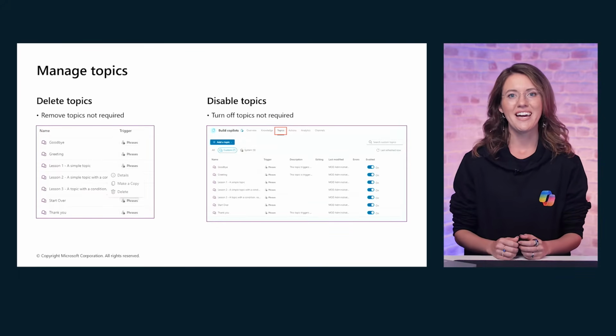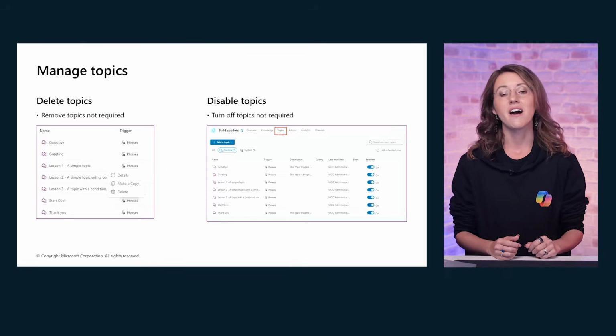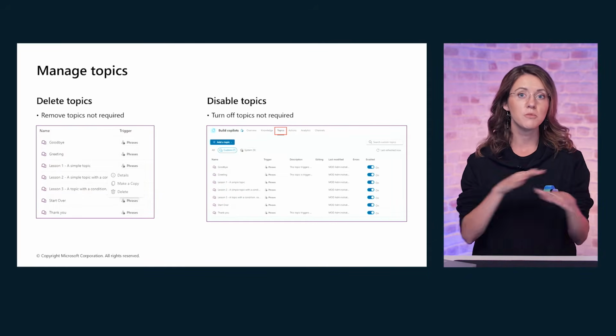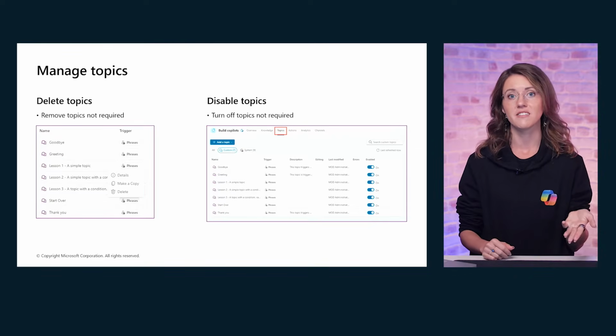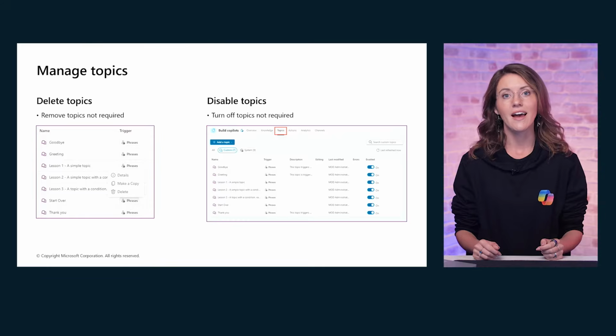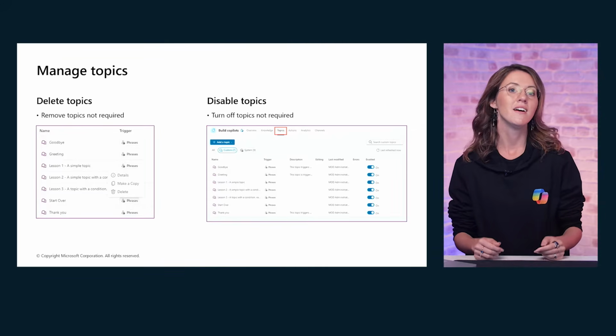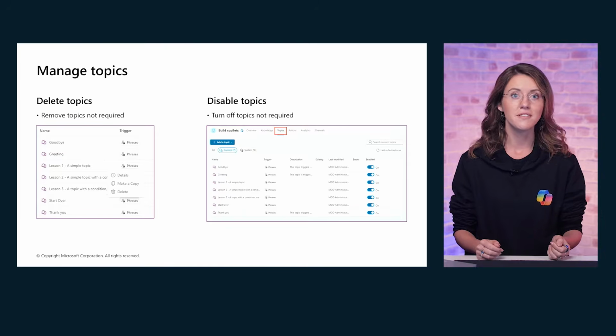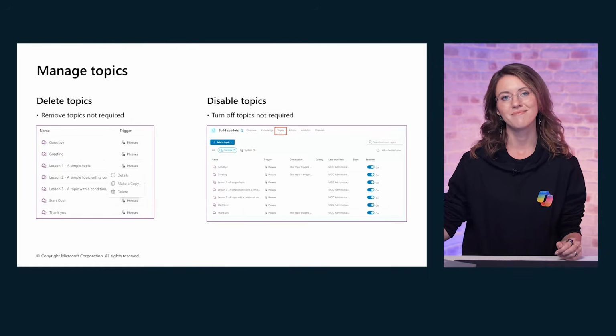When you create a new agent, sample topics are included to help you get started. You have the option to remove these sample topics by deleting them. However, system topics are built in and cannot be deleted. If there are system topics you don't need, you can simply disable them.